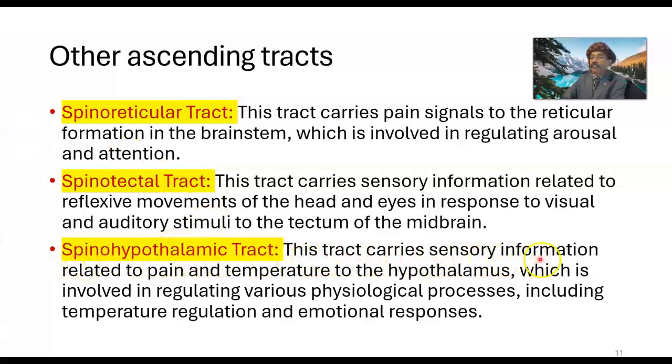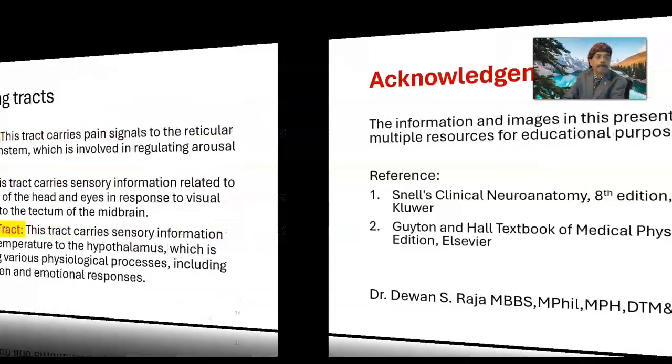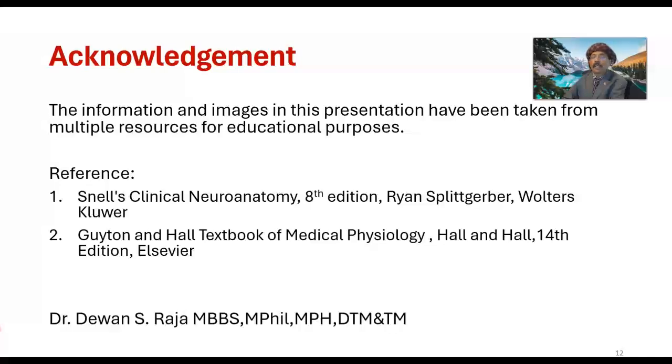Spinohypothalamic tract: this tract carries sensory information related to pain and temperature to the hypothalamus. The hypothalamus is a very small part of the brain, but it has many functions like temperature regulation, pain sensation, hunger, satiety, endocrine regulation, and emotional responses. Circadian rhythm is also controlled by the hypothalamus. It gets information from the spine via the spinohypothalamic tract. And that's all about the ascending tracts.